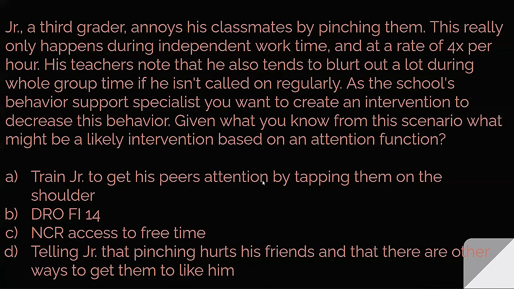Yeah, I think so. So instead of getting attention by pinching, you can tap them on the shoulder. That makes sense to me. So I'd say it's a yes or at least a maybe if I'm doing yes, no, maybe, right? With B, a DRO of FI 14 means that every 14 minutes that there is no pinching, Junior doesn't pinch anyone, he can get some reinforcement. We don't know what that is, but we assume attention would be the right thing.